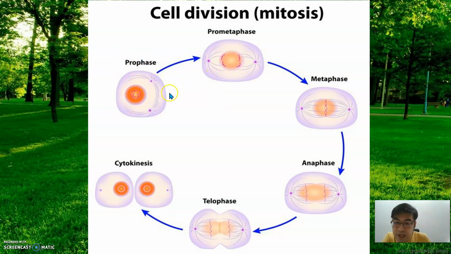So from the prophase to the prometaphase to metaphase, as you can see here, the chromosomes are aligned in the middle on the equatorial plane. Then in anaphase, they will be pulled apart. In telophase, actually this diagram isn't that accurate. You should be able to slowly see the formation of the new nucleus. And finally, in cytokinesis, two daughter cells will be formed.